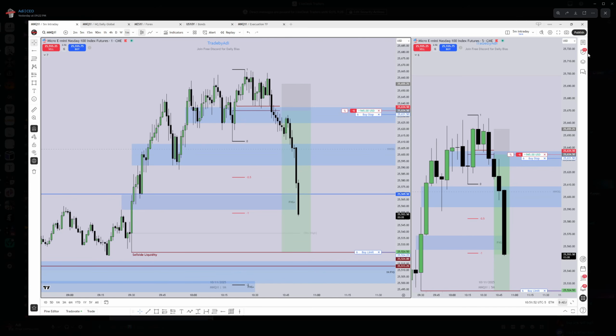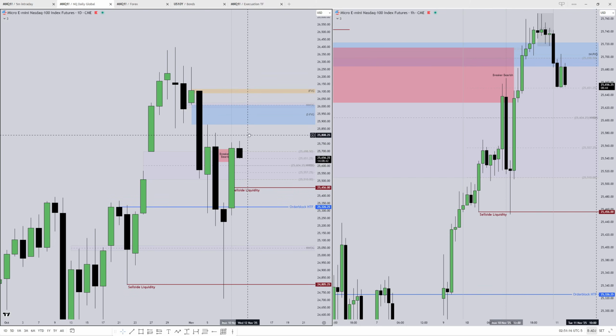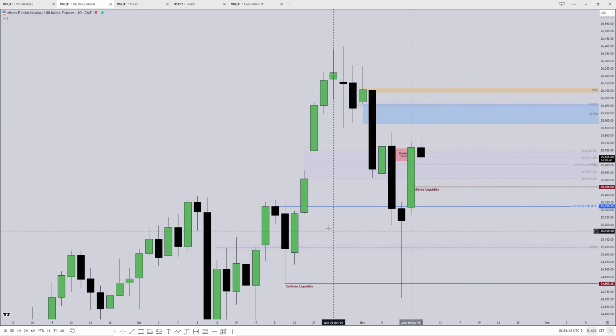Okay, so how are you going to build a narrative on a daily and 4 hour or a 1 hour, and how to verify this higher time frame analysis on a lower time frame. So let's see. Okay, so this was the daily chart.